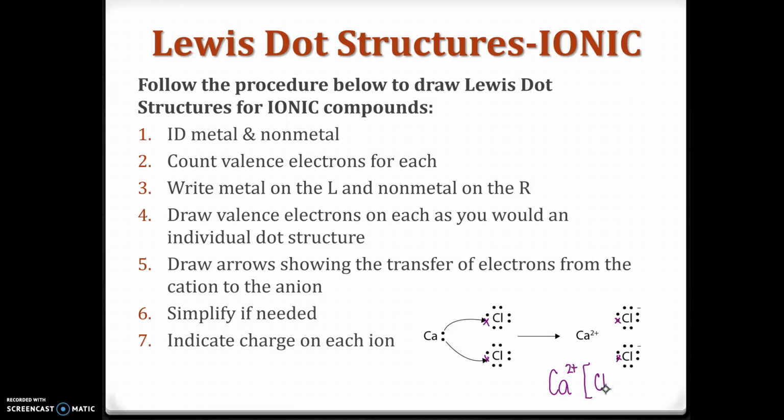So each chlorine had 7 valence electrons of its own, and then each chlorine received 1 from calcium. Each chlorine is negatively charged, but I have 2 of them. So this would be my final answer, simplified, to look ultimately like the formula we would create. We'll talk about that in the next unit.